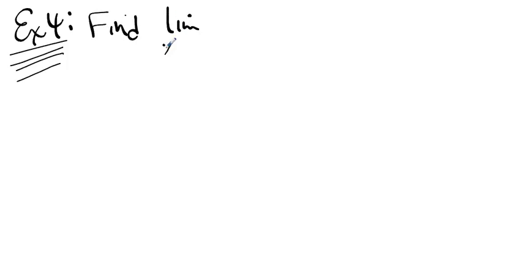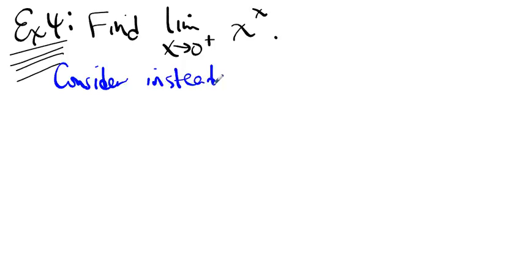We'll find the limit as x approaches 0 from the right of x to the x. And again, that's a tricky question because you have 0 to the 0 power. Well, pretty much anything to the 0 power is 1, but 0 to pretty much any power is 0. So what do you do with that? Well, you consider instead the natural log of x to the x. And why would you do that? Because the power comes down in front.